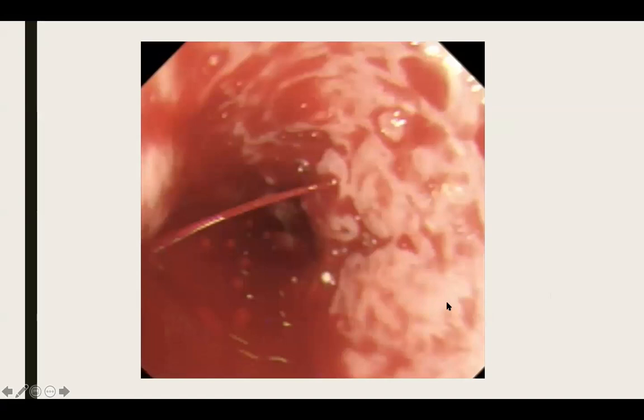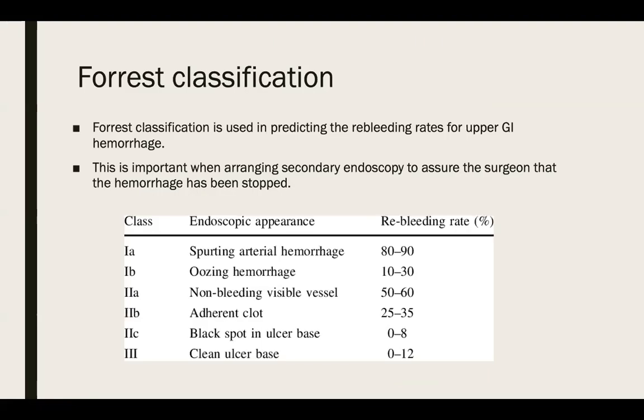And how do we classify this? Does anyone know what classification we use to say how bad the bleeding is, or the risk of rebleeding post endoscopy? Does anyone know what we use? I think I went past the slide a second ago. Forrest classification, yeah, nice. Everyone is smashing this. So we use the Forrest classification to predict the rebleeding rates for patients.